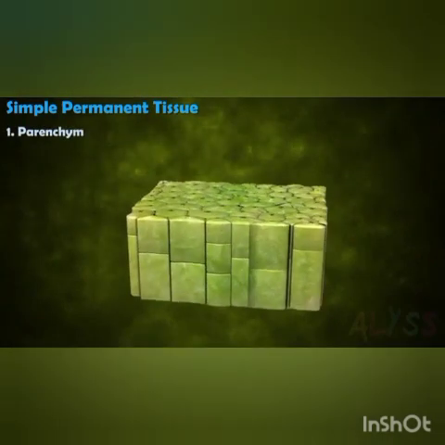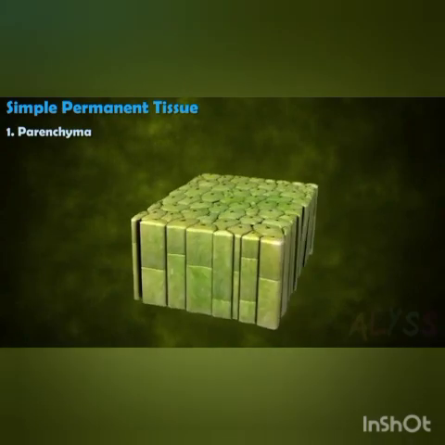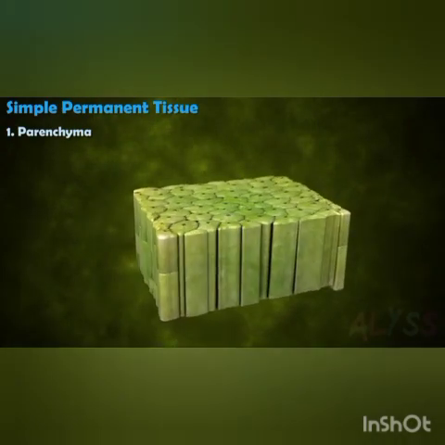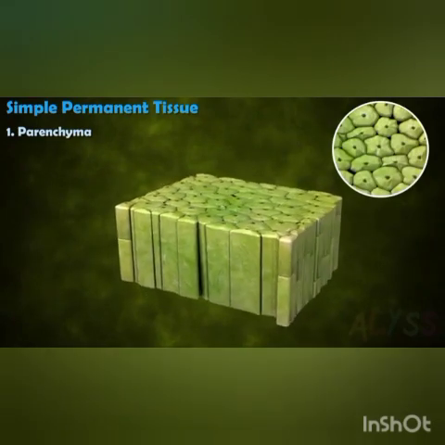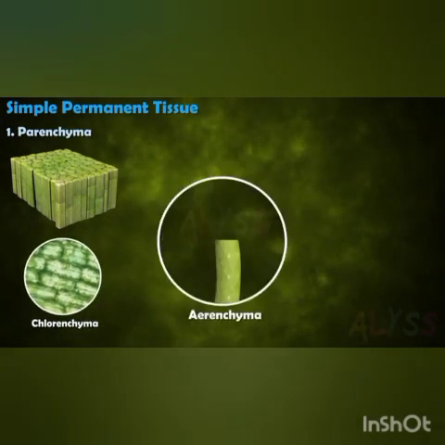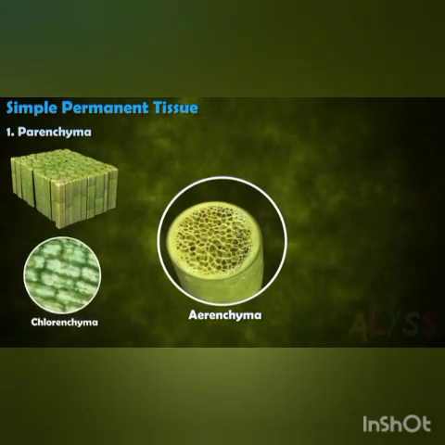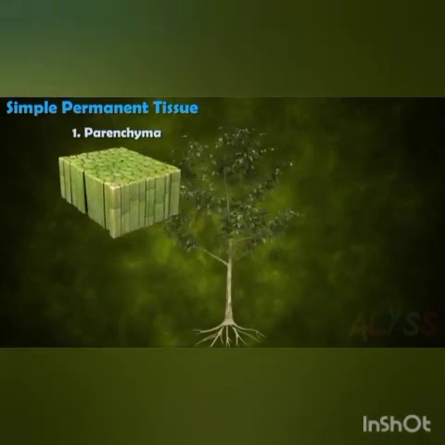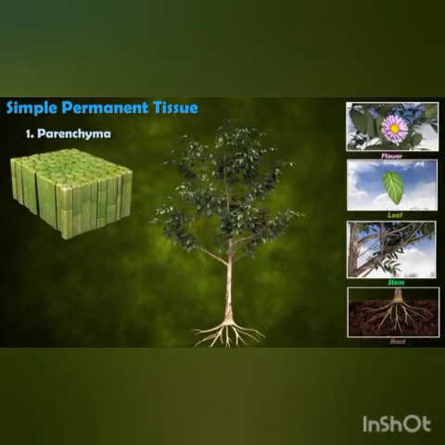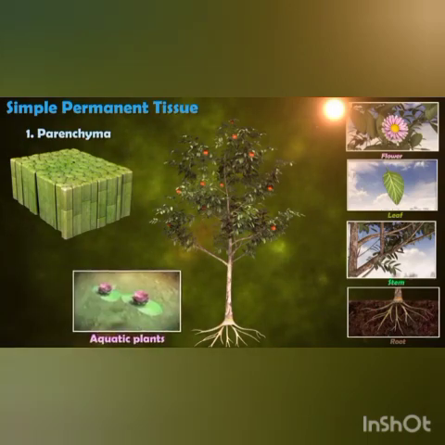Number 1, parenchyma, again has three subclasses. Parenchyma has oval cells with dense cytoplasm. They may or may not be loosely packed. The ones with chlorophyll are called chlorenchyma and help in photosynthesis. Some have air spaces and are present in aquatic plants for buoyancy. They are called aerenchyma. Parenchyma are found all over the plant body and help in storage, photosynthesis in some, and giving buoyancy in some, for example aquatic plants.